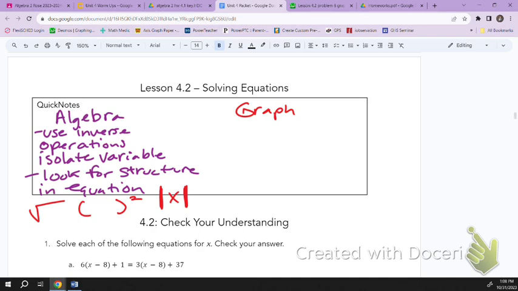We're looking for structure. And then just be careful when you've got a square root. You might have plus or minus. Okay? So when you square root, you might have a plus or minus of your variable at the end. Okay?